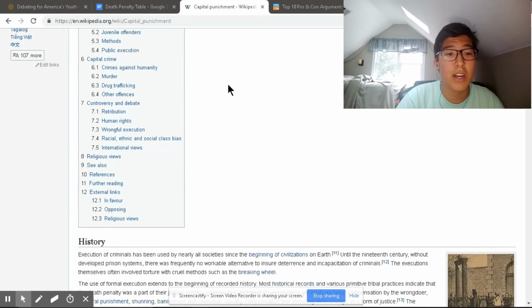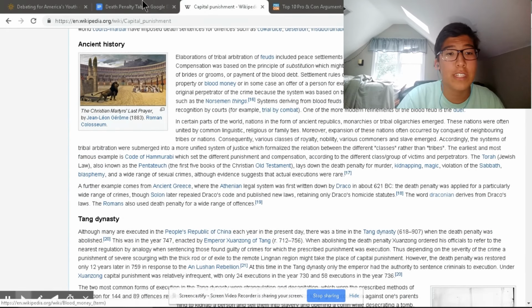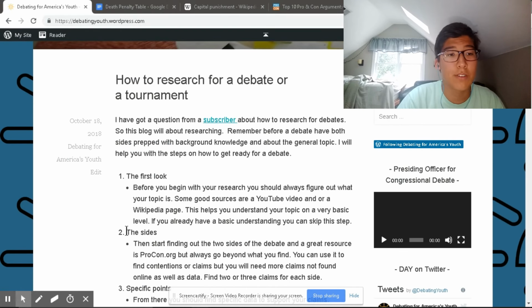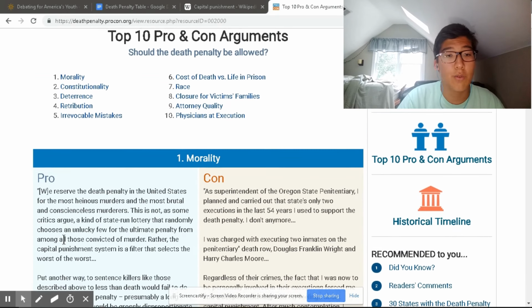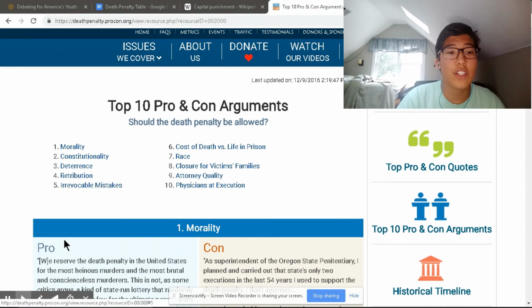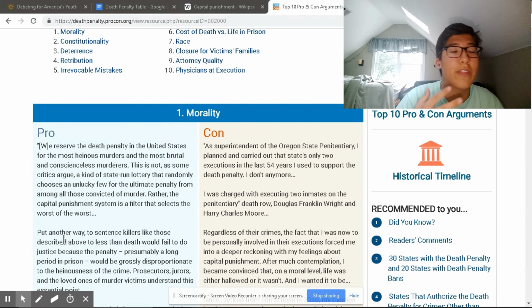After I do that, my blog says find the sides. So for this argument, I have a great resource, procon.org. There's a bunch of other websites like debate.org that can give you the two sides. So right here, morality, it gives you the two sides of the argument so you can kind of figure out what the arguments are for either side so you can start.